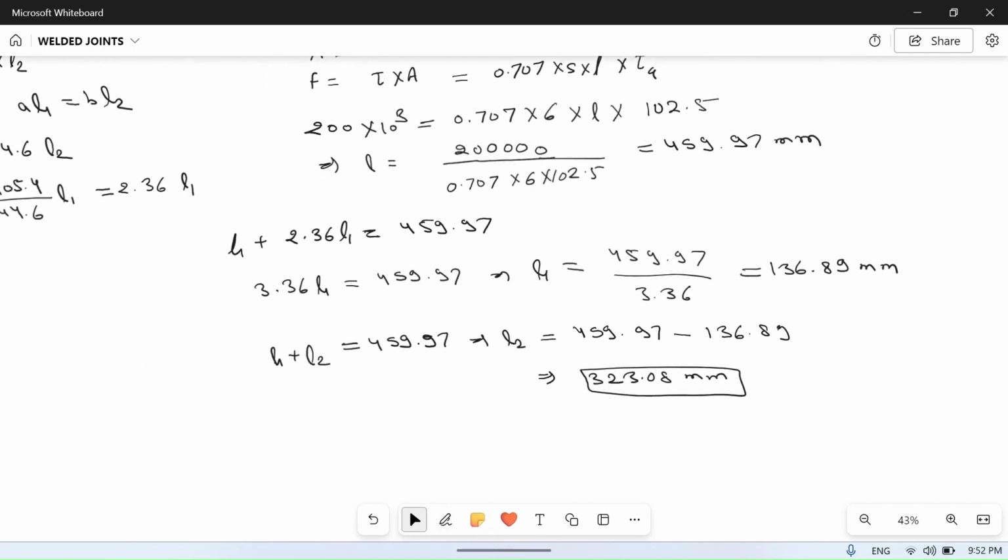Okay, so we have found L1. The value of L1 is this. We have found L2, which is this. This was only asked in the question. So I hope you understand this problem.